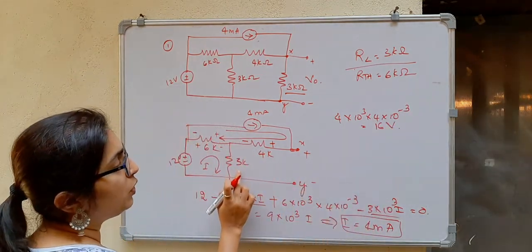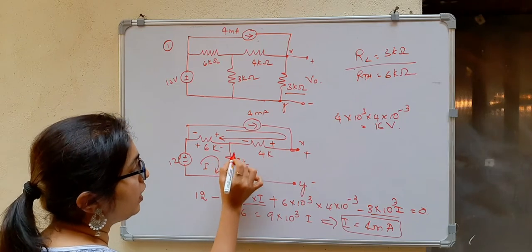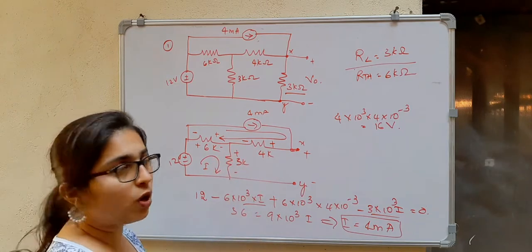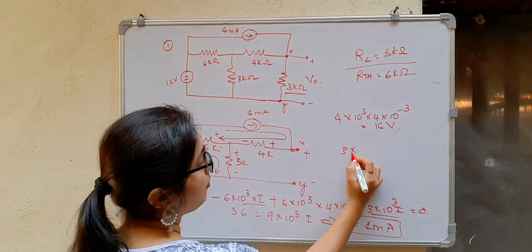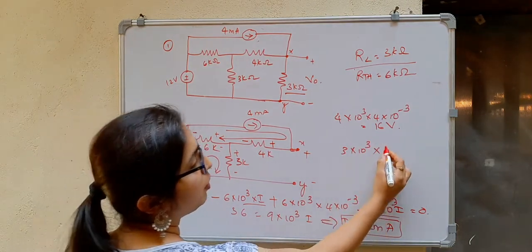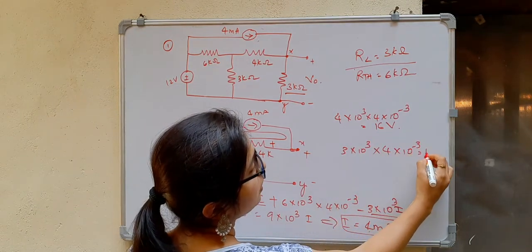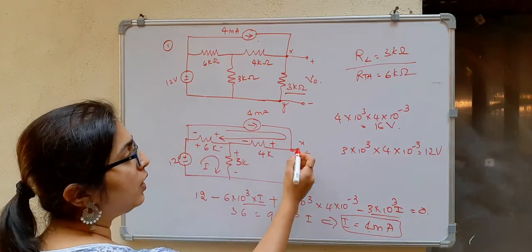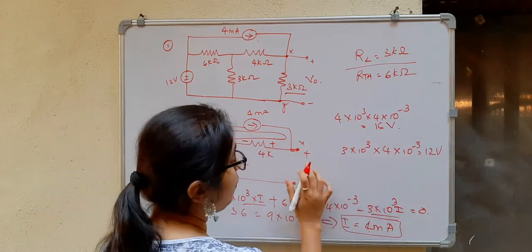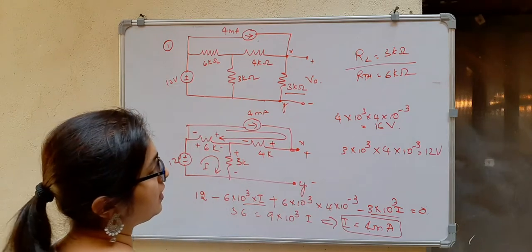Now, what is the voltage drop here? Since the current is flowing in this direction, we have the voltage drop like this. So 3K into I. I is nothing but 4 milliampere. So it is 12 volts. Okay. So now if I consider this, how you are going to get the equivalent is like this.